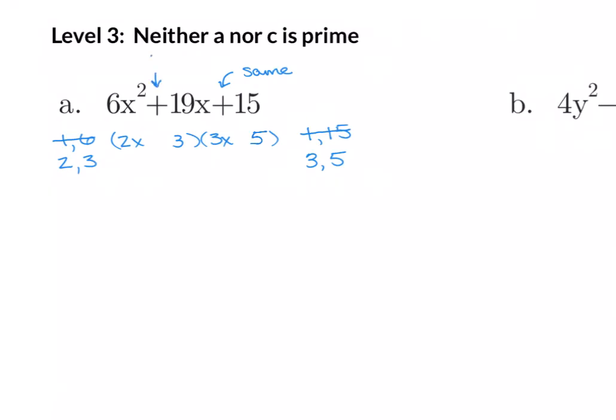So now let's go ahead and multiply. Let's figure out our signs first. We said they were the same. They are both positive. And now let's go ahead and FOIL. Firsts, we get 6x squared. Outsides, we get 10x. Insides, we get 9x. And lasts, we get 15.